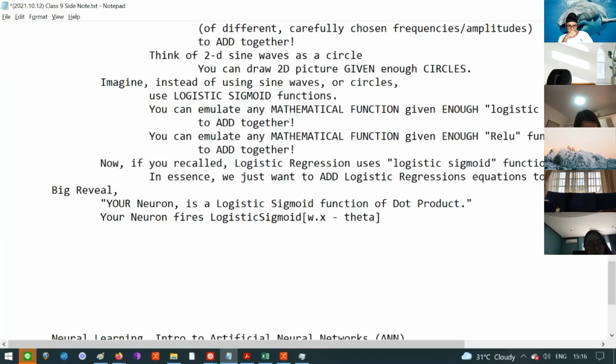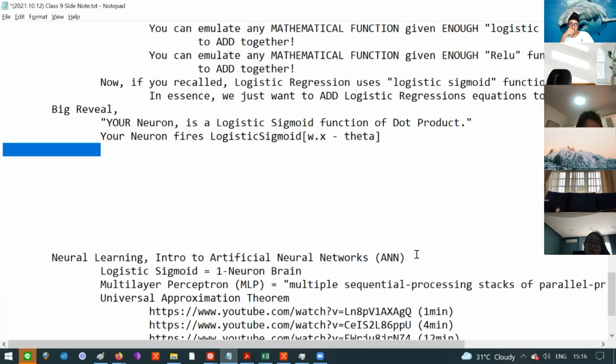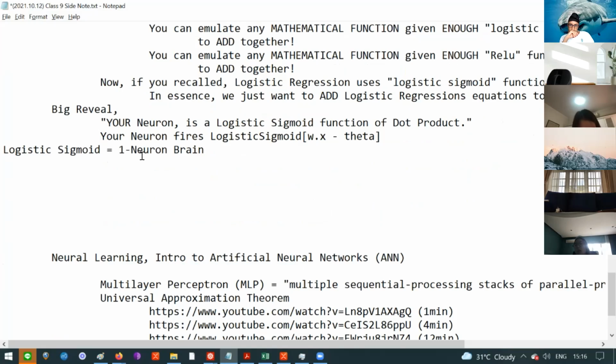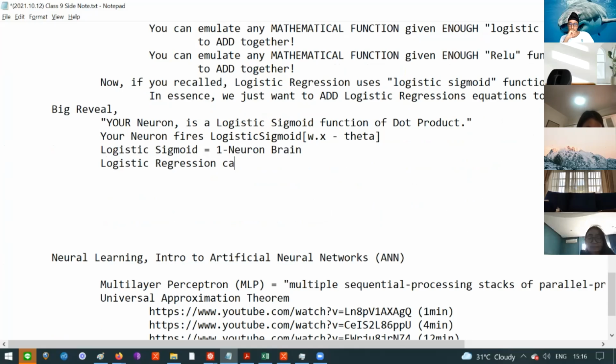So the first thing first, logistic sigmoid is equal to neuron. So logistic regression can do what an animal with 1 neuron in the brain can do. Okay?